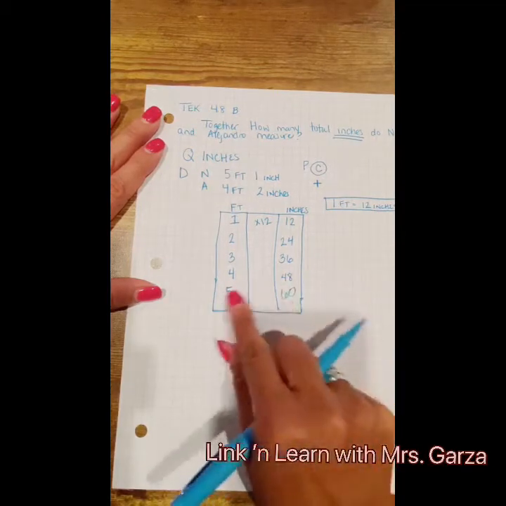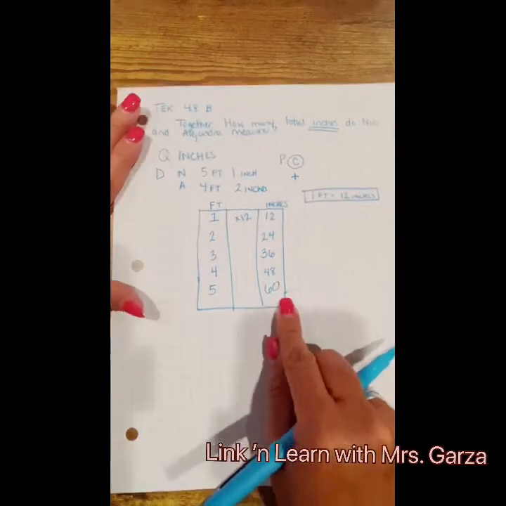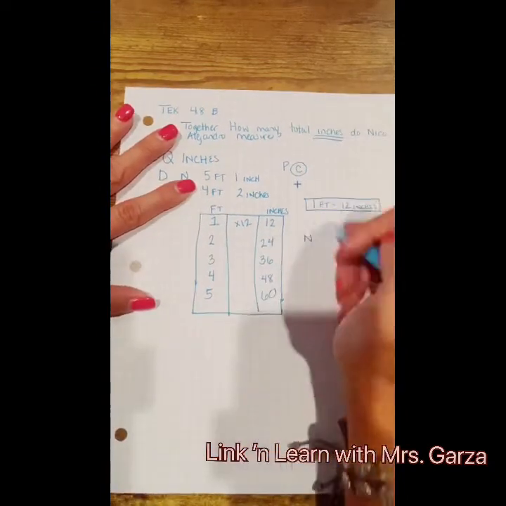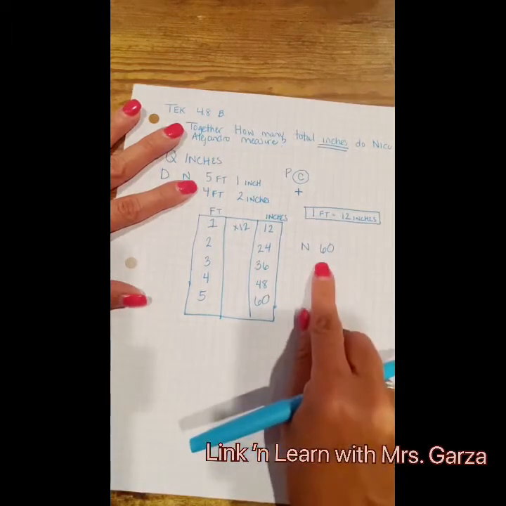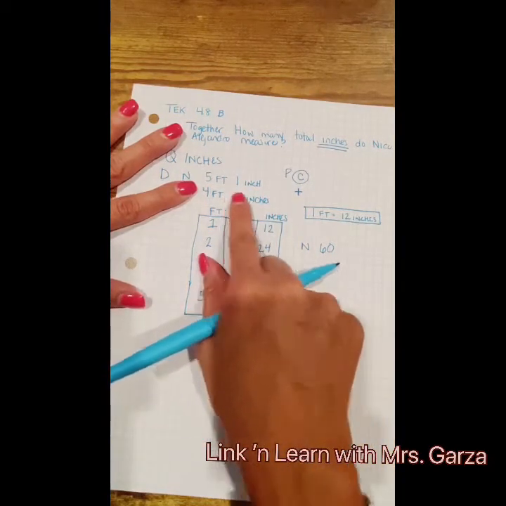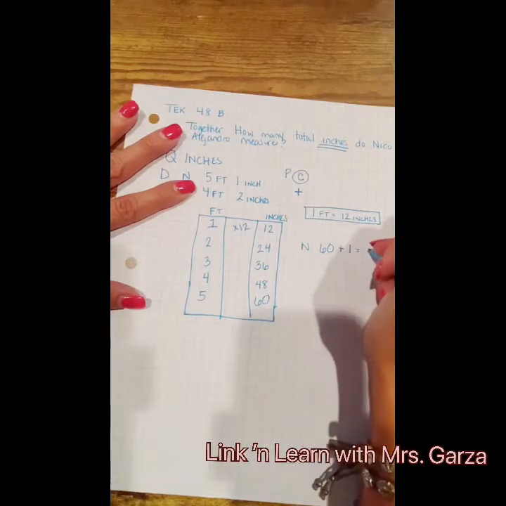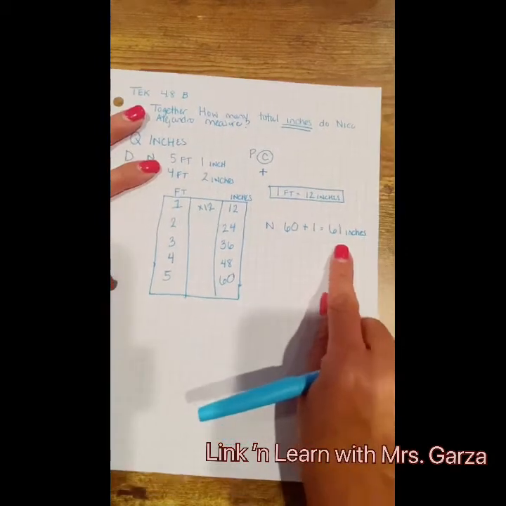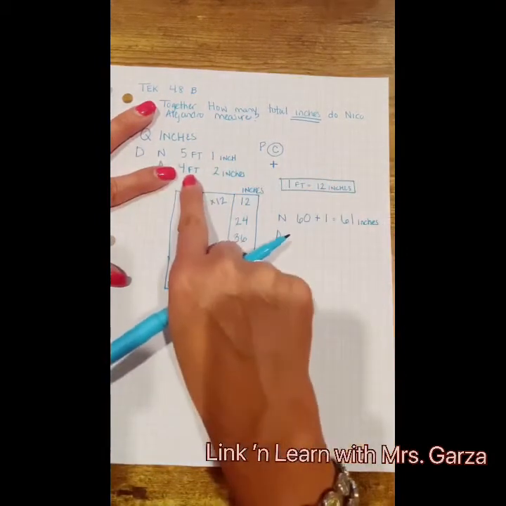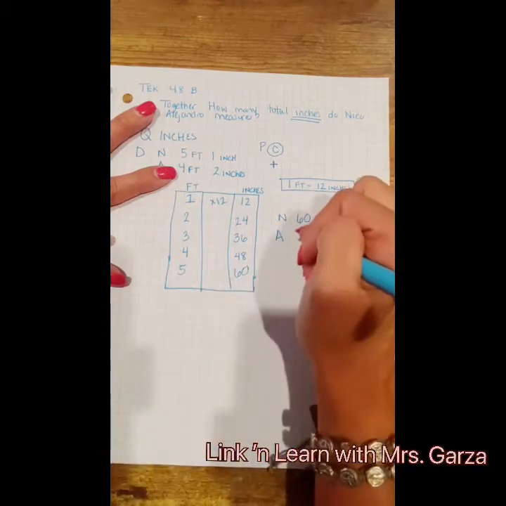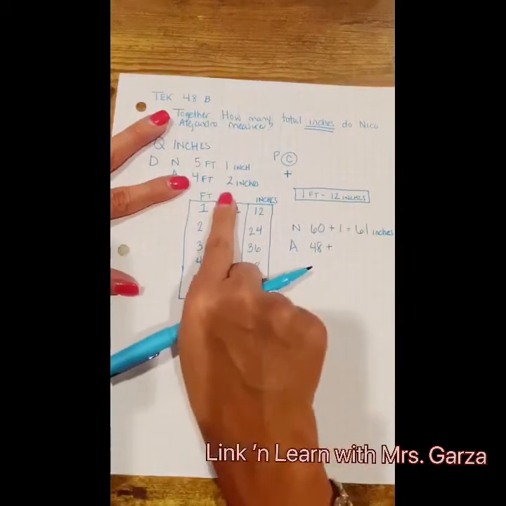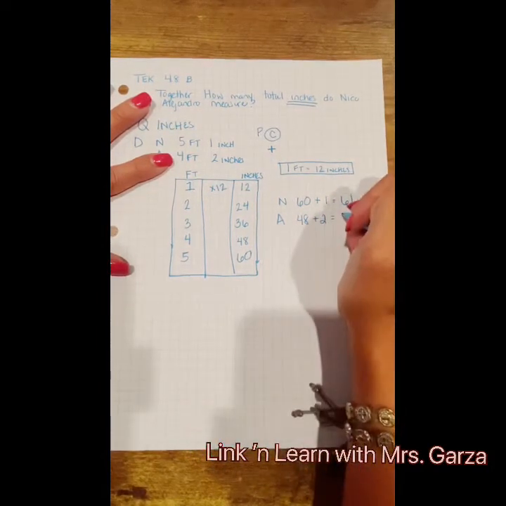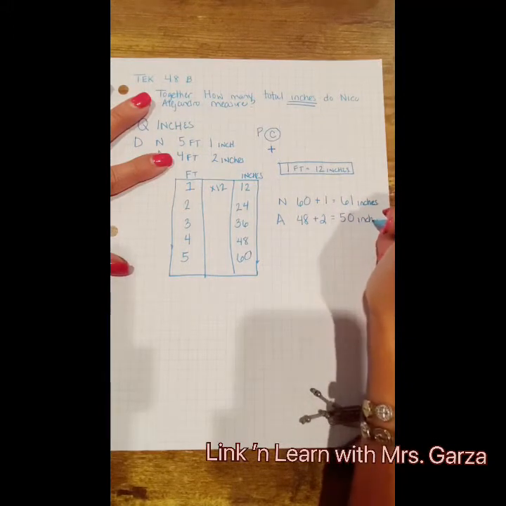Okay, so now that I do know my conversion here, I'm going to now put Nico, okay? So Nico's 5 feet would be 60. Now, do I just leave it as 60? Nope, can't forget about that 1 extra inch. So 60 plus 1 equals 61 inches. Okay, for Nico's total. Okay, now for Alejandro is 4 feet. So 4 feet is 48 inches plus the additional 2 inches that he measures. So that would give me what? 50 inches total for Alejandro.